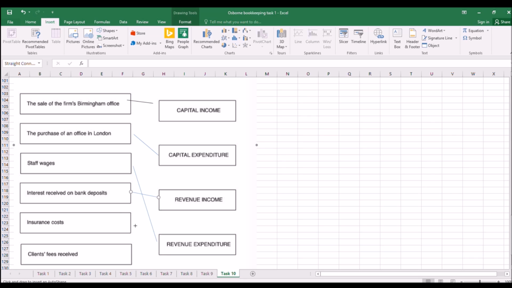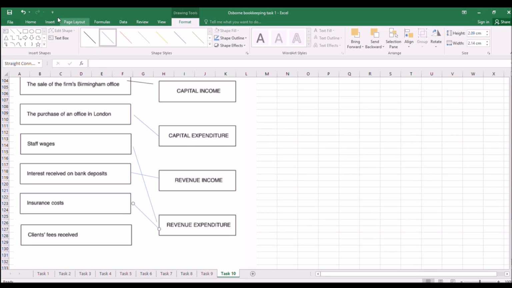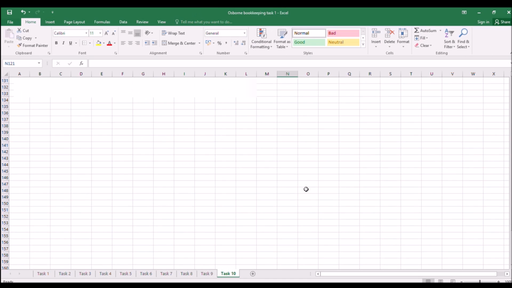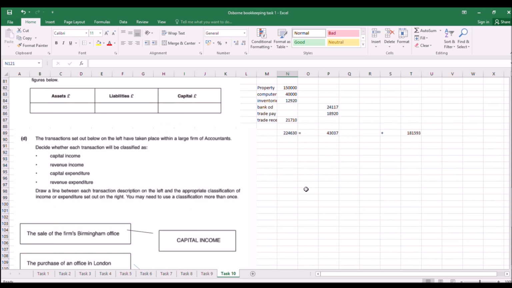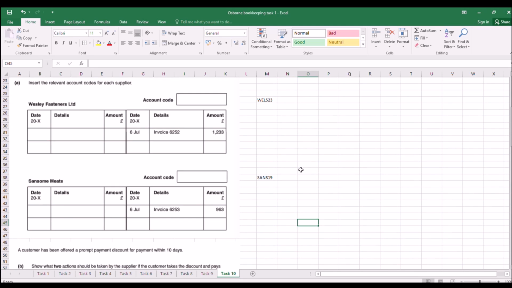Insurance costs is going to be a revenue expenditure. Clients fees received is going to be a revenue income. It's client fees received, so fees that we got from our clients. There we go. So that's that. Anything else? That's question 10 then. Okay, task 10 done, and that's the end of the whole thing. So that's the end of this walkthrough.